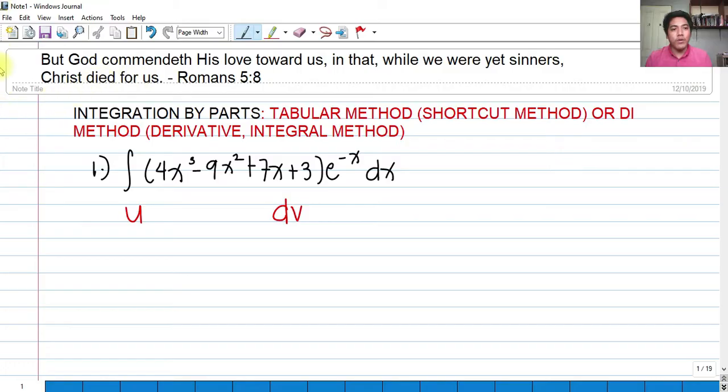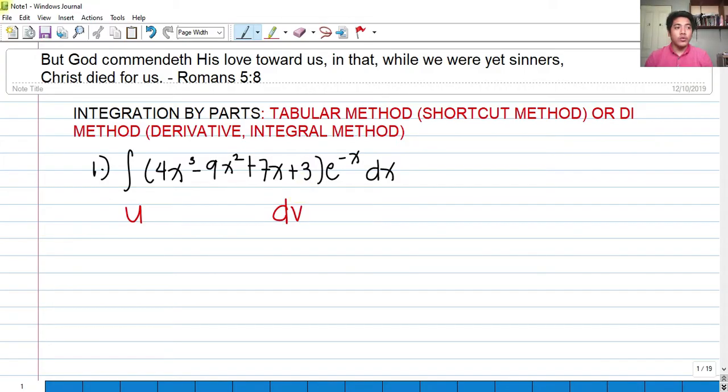So for this example, integral of 4x cubed minus 9x squared plus 7x plus 3 multiplied by e raised to negative x dx. How do we integrate this? As you can see, in our first product here, we have a polynomial function and we have an exponential function. So the rule is still the same.